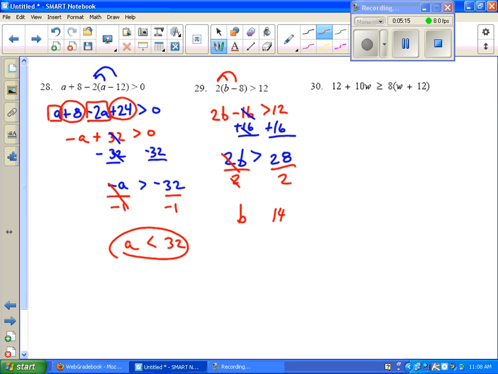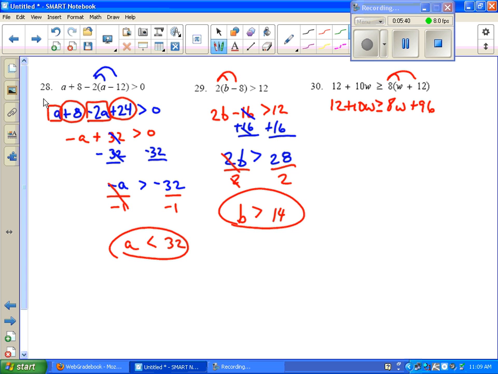You divided, but you only divided by a positive number, so keep the greater than symbol as greater than. You have to distribute again on number 30. 8 times W is 8W, and 8 times 12 is positive 96. So you have 12 plus 10W is greater than or equal to 8W plus 96.